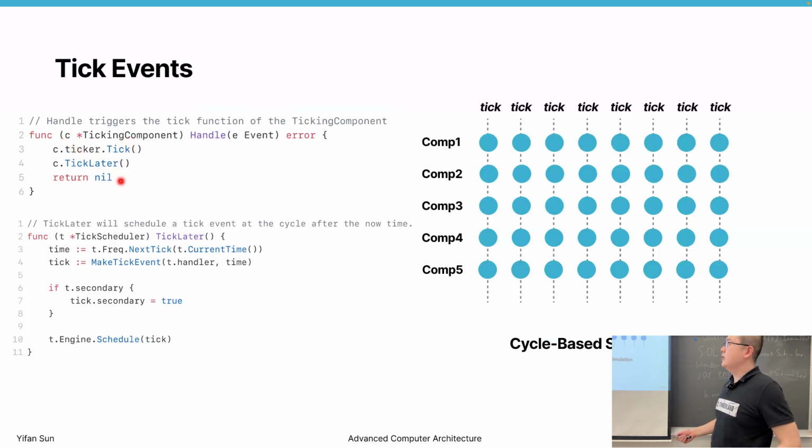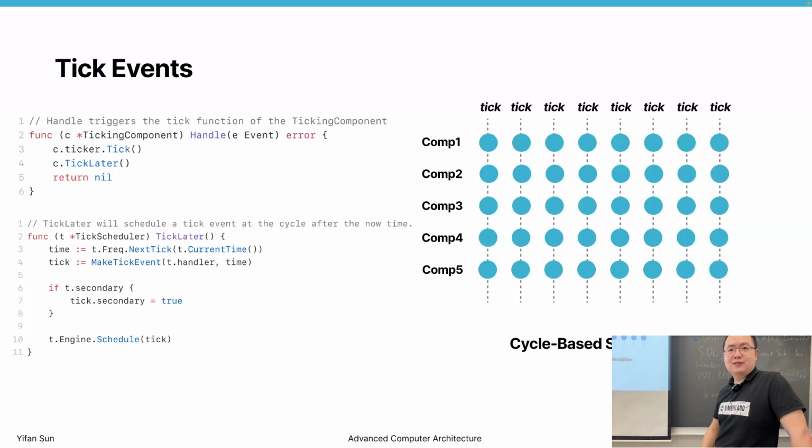When I'm done with tick, I just simply tick later. Tick later is implemented in this way. I can find the next tick according to my frequency. I make the tick event at that time. Then I don't care about secondary at the moment. Let's say schedule tick, event.schedule tick. Now just schedule next tick, so it will keep going on.